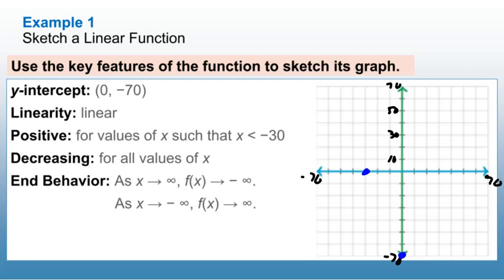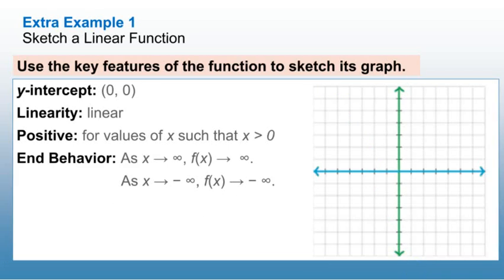So now I can draw my line and connect these 2 points. My line will look something like this. So everything to the left of the x-intercept is above the x-axis, and everything to the right of the x-intercept is below the x-axis.